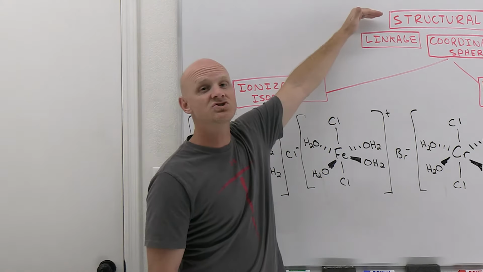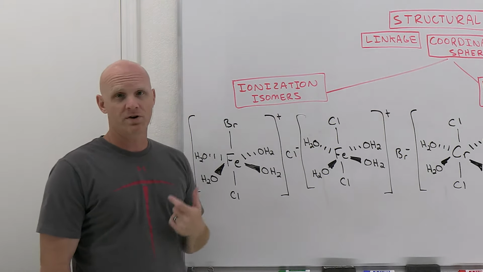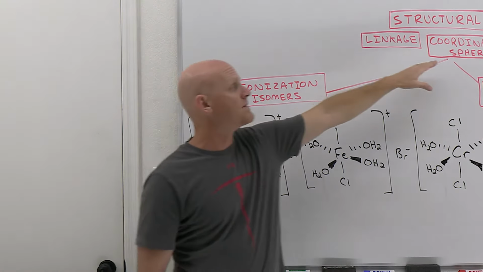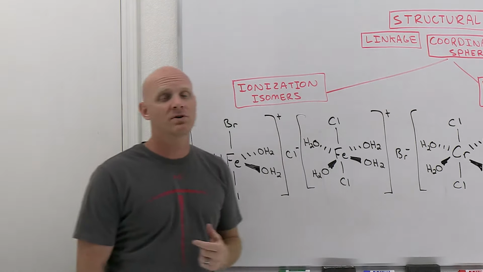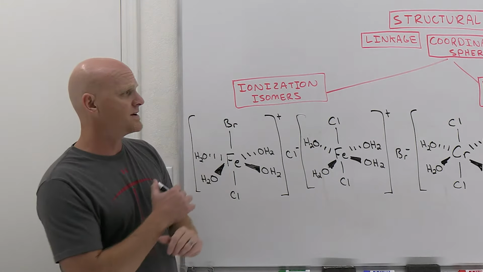So again, this is a type of structural isomer. It's not that the same ligands are bonded as part of the coordination sphere like we saw in linkage isomers, just with different atoms being bonded. Here, what's actually bonded to the central metal ion as far as the ligands goes is different, and then what's outside the coordination sphere. And they're just trading places.